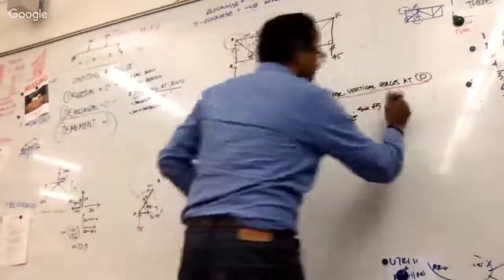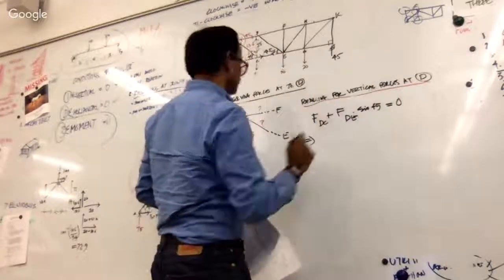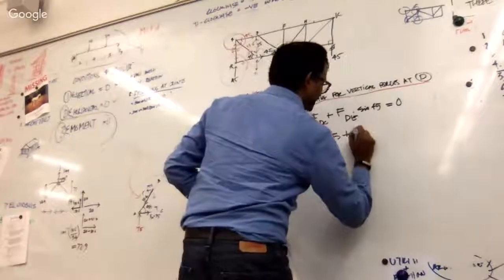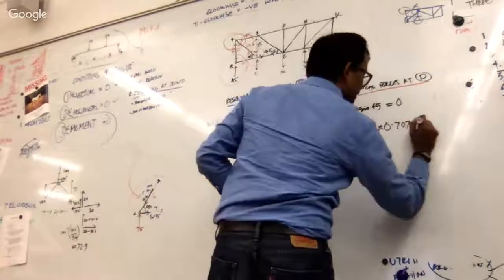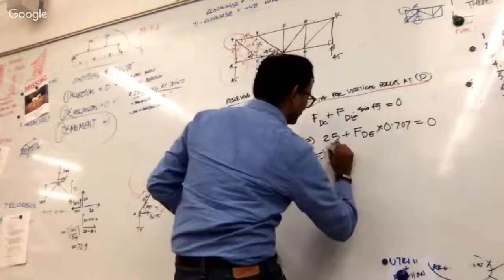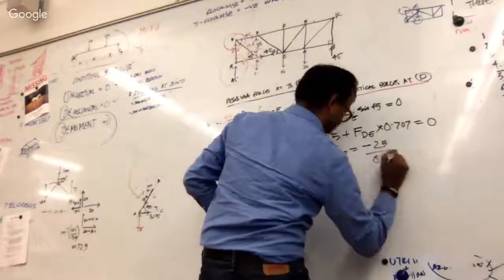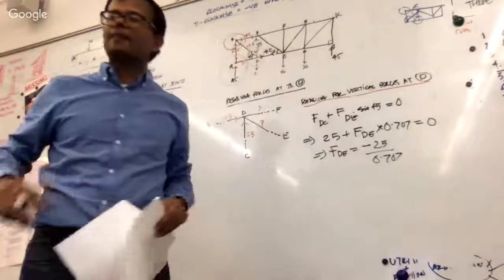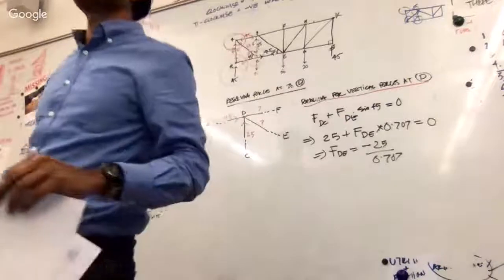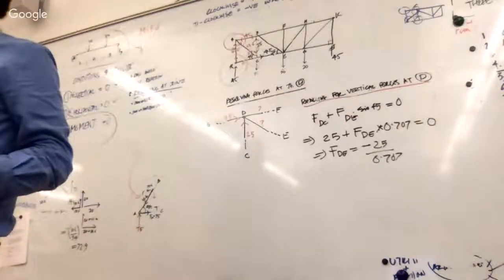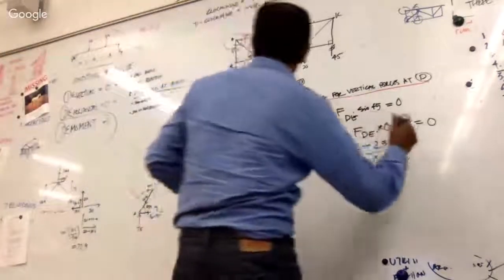So the sum of the vertical components of the force at any joint equals how much? 0. Okay. Equals 0. So FDC is 25 plus FDE times 0.707 equals 0. Or FDE equals minus 25 divided by 0.707. Okay? Right. How much is 25 divided by 0.707? 35.36.